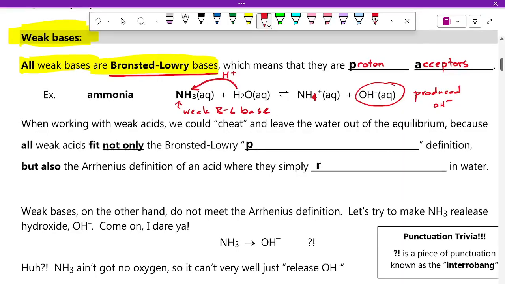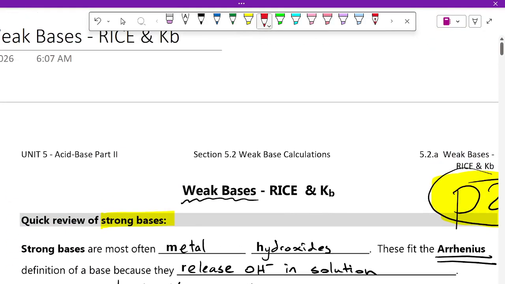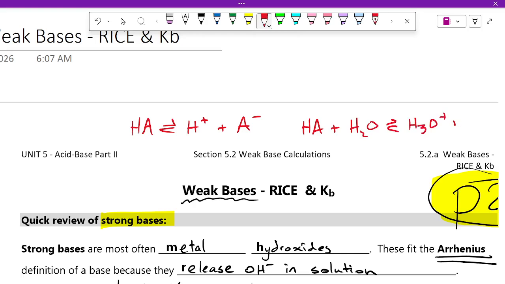When we were working with weak acids, we could cheat, right? We didn't always write our full reaction with the water. We would often just write HA, H plus, A minus, which is not actually reality. But it was okay to do that, because it all worked. The reality would have been HA plus H2O, in equilibrium with H3O plus and A minus. And we got away with just doing this if we wanted to, okay?